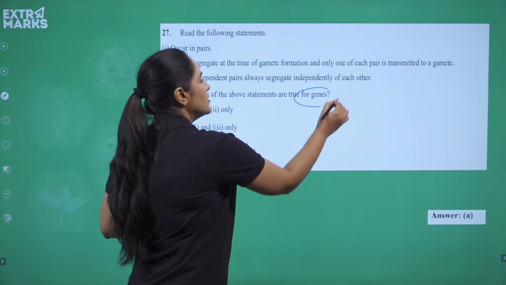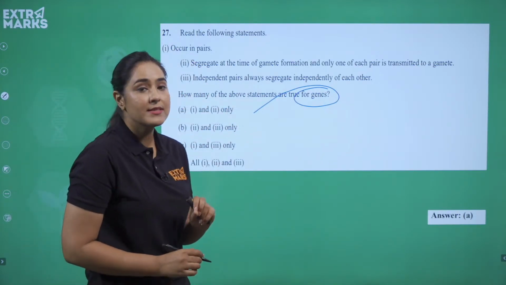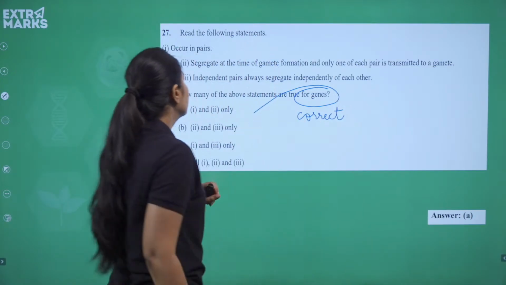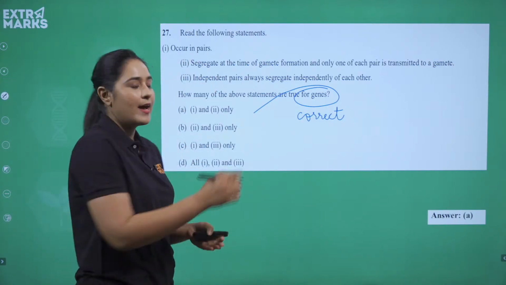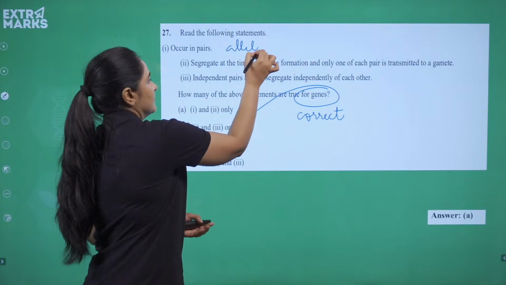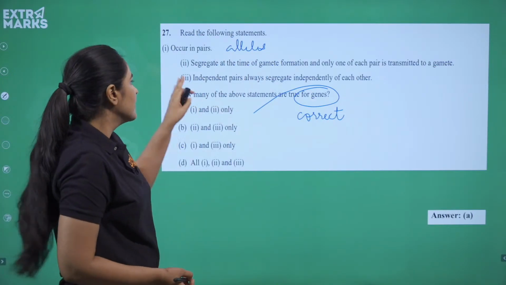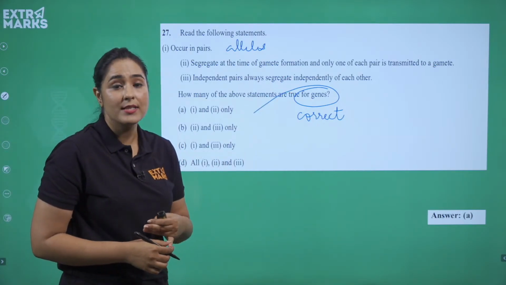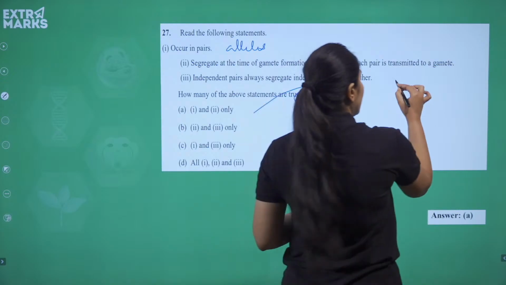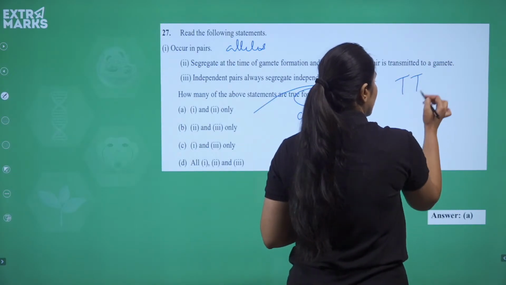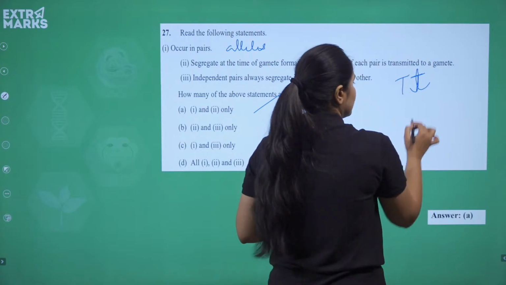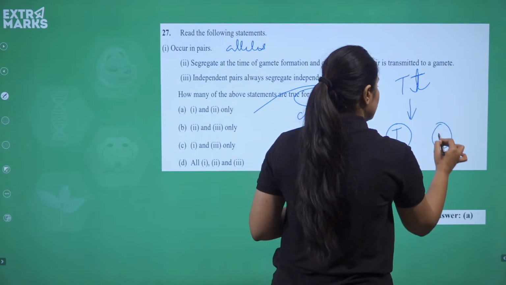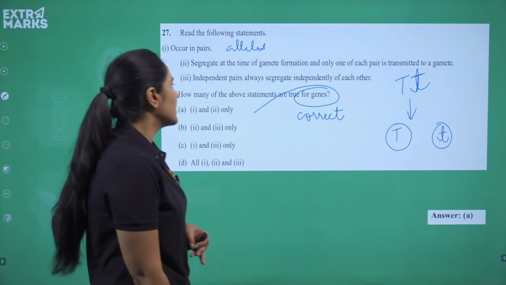Another question, read the following statements. Here we are talking about the genes. So how many of the above statements are true? We have to see the correct statements regarding genes. They occur in pairs. Obviously, we are having here the alleles. This is correct for the genes. Segregate at the time of gamete formation, and only one of each pair is transmitted to a gamete. So when we are having capital T, small t, obviously at the time of gamete formation, we will have capital T and small t. So this statement is also correct here.